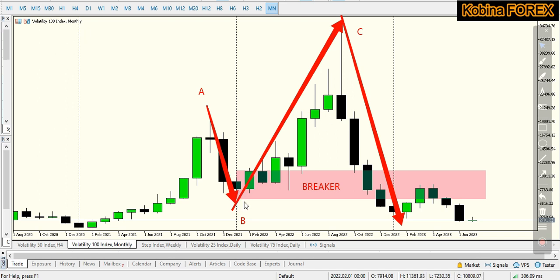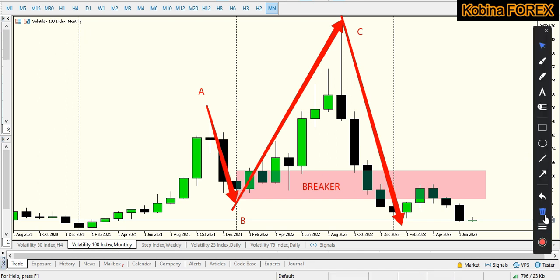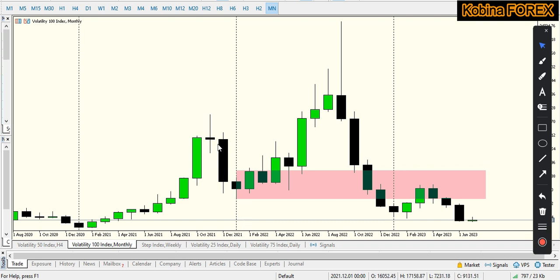So what forms the breaker? The breaker is formed within point A to point B. Which of the price action happening here, or which candles, would be considered as the breaker? Basically, the breaker becomes a particular candle. If we are considering price rallying down, or if we are in a bearish market, the breaker becomes the last bearish candle at point B. So this particular bearish candle here forms the breaker.